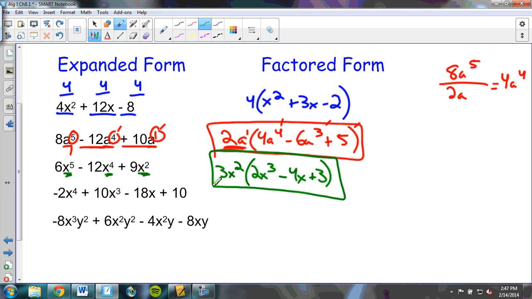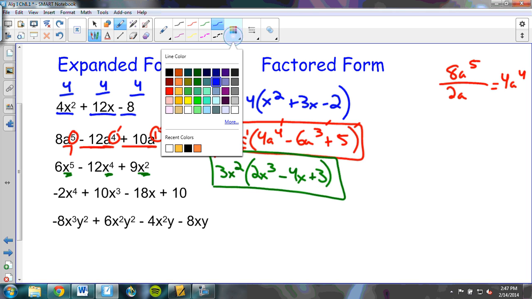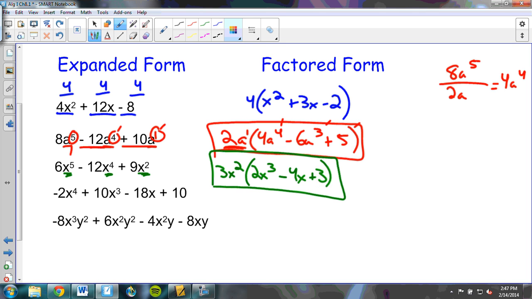Next, if your leading coefficient is negative, pull out a negative number. Since I start with a negative 2, I'm going to pull out a negative 2. Not a positive, but a negative. So I get 2x to the 4th minus 5x to the 3rd plus 9x minus 5. You'll notice that all the signs switched from the first problem to the last one.